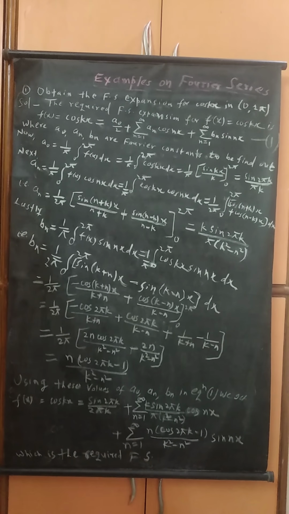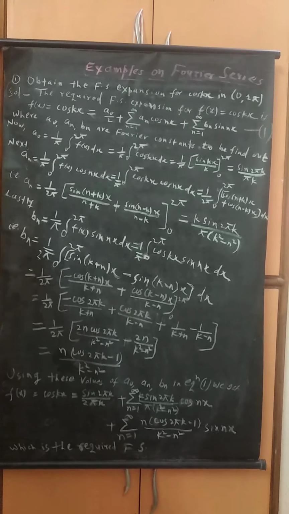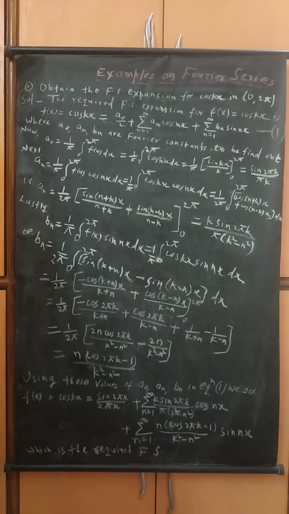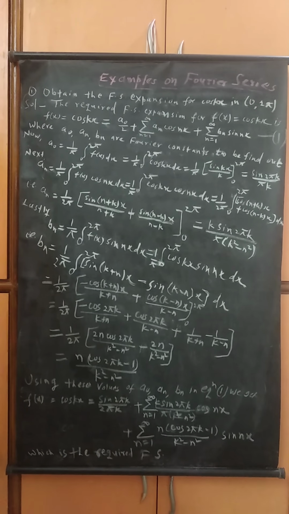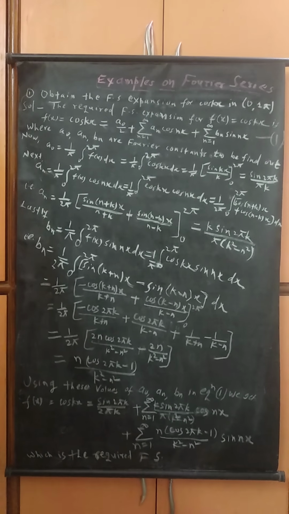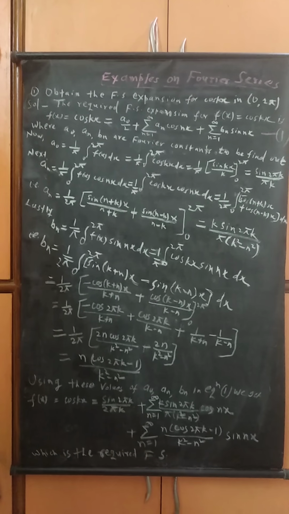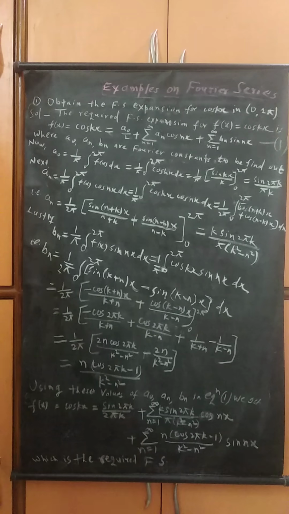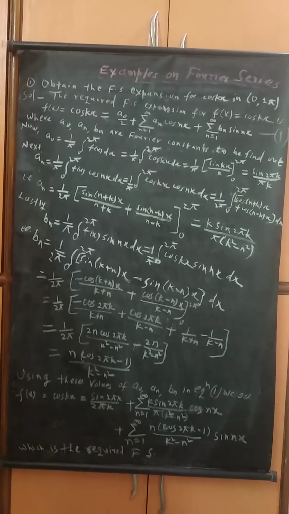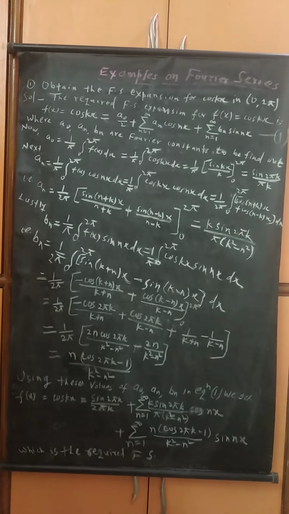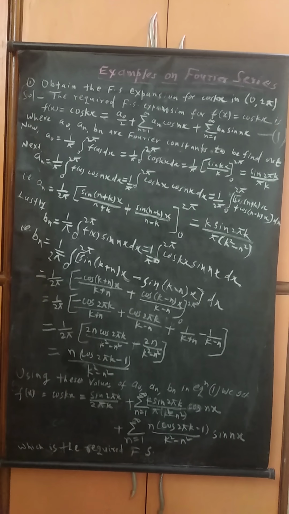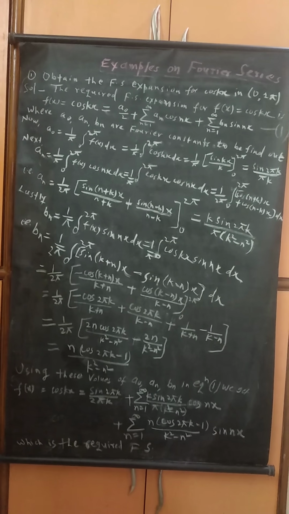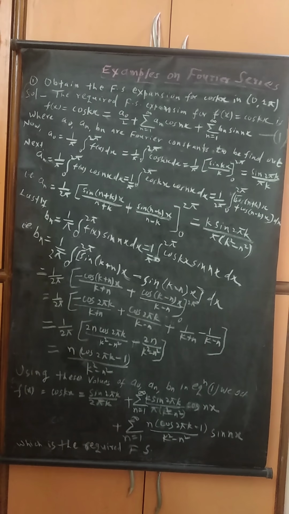So from that formula we get an as 1 upon 2 pi integral 0 to 2 pi cos of (nx plus kx), meaning (n plus k)x, plus (nx minus kx), meaning cos of (n minus k)x. So ultimately our an is 1 upon 2 pi integral 0 to 2 pi of cos((n plus k)x) plus cos((n minus k)x) dx.